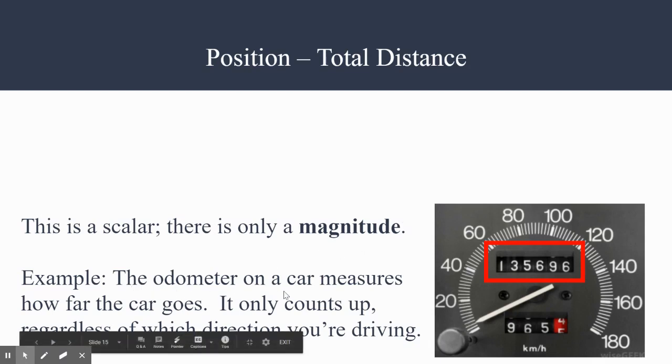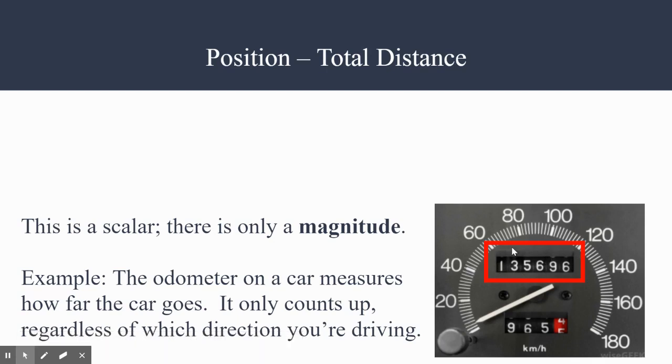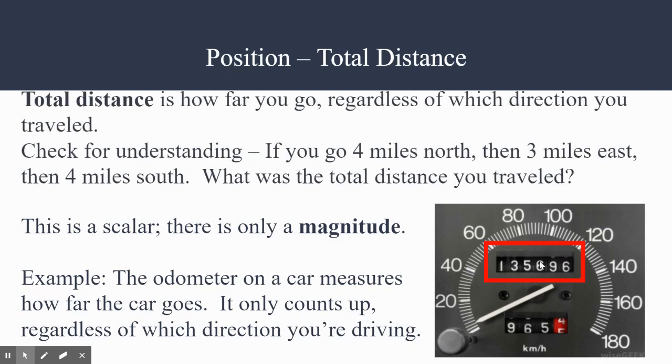For example, the odometer on a car measures how far the car goes. And it only counts up regardless of which direction you're driving. So in your car, your odometer, that is total distance traveled, and that is a scalar quantity. And we should know that though, right? Because when we're driving in a car, we go 100 different directions. We're always changing directions, but the odometer keeps going up, and you get a total distance traveled on the car. So that's an example of a scalar quantity in reference to distance. So total distance, by definition, is how far you go, regardless of which direction you travel.